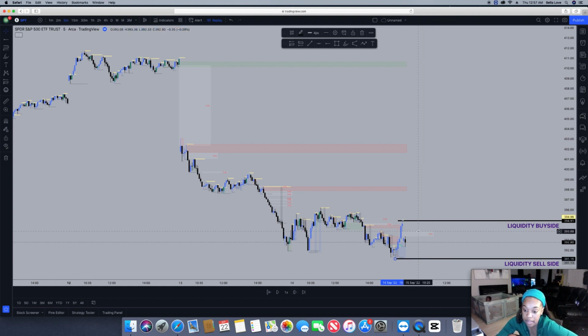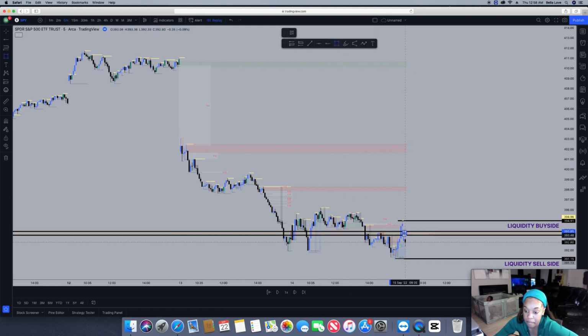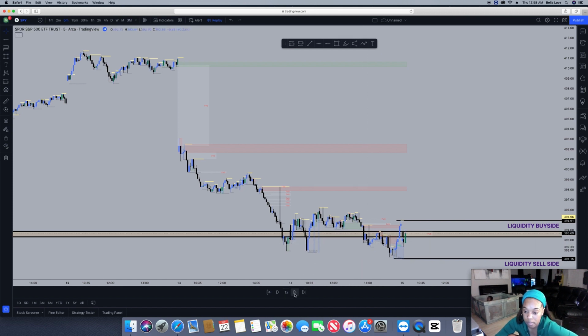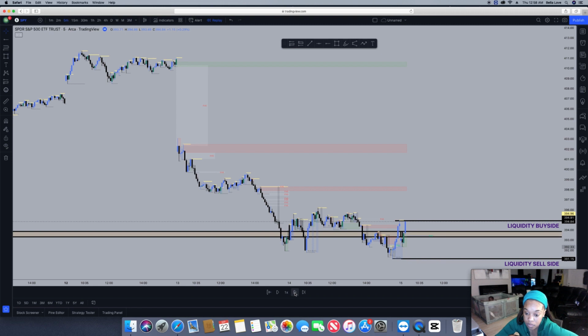Oh shit! Also, there's a gap to be filled right here. Go ahead and put a gap. Gap fill. Alright, so the gap is filled. I want to see it go ahead and take out the upside liquidity. Once it takes out the upside liquidity, it hasn't reached sell side yet. So you guys know the market goes from imbalance to balance, imbalance to balance. So once it takes out the liquidity to the upside, I'm looking to short the market.